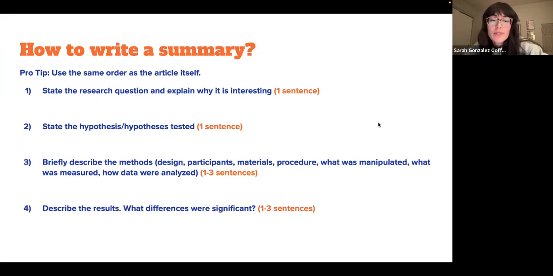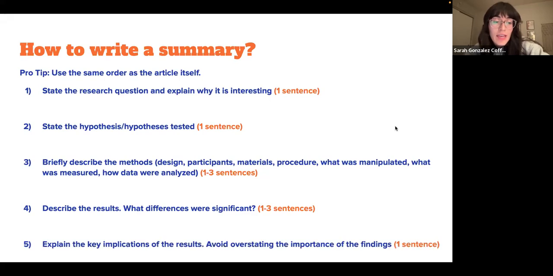And then you can describe the results: what differences were significant, what worked out, what didn't. Like in our study we just found, monetary incentives were successful in encouraging vegetable consumption. Putting something just as simple as that, in 1 to 3 sentences, could be a really great way to write your summary. And then lastly, explain the key implications of the results.